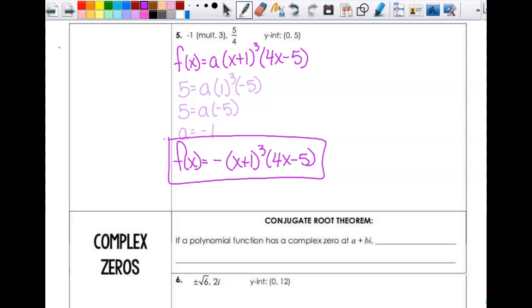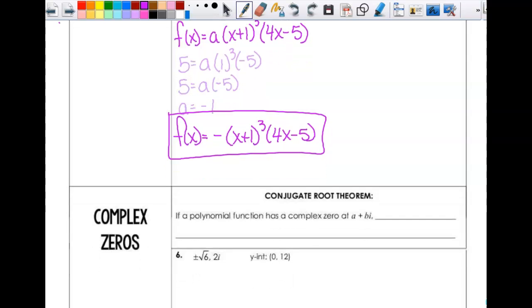That's what I've got. Double check yourself. Are there any questions? Yes. Oh, that's fine. Anything else? Awesome. So let's talk about complex zeros.